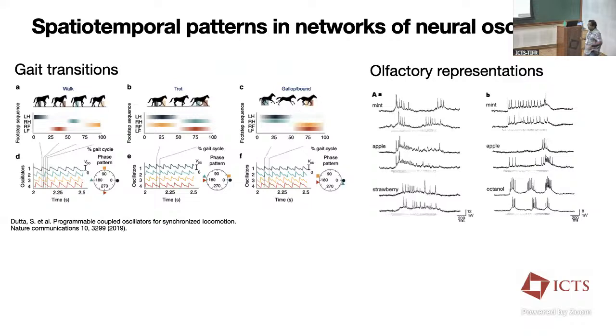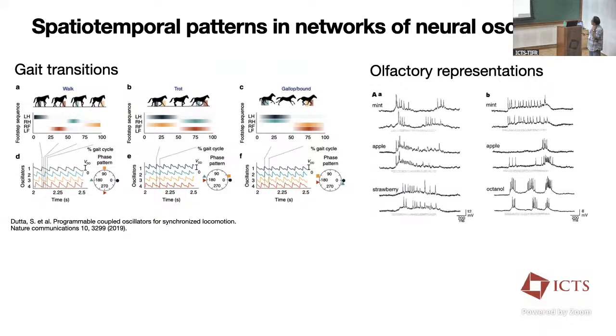Now, it's not just movement, right? These oscillators can, of course, generate spatiotemporal patterns that are useful across the brain. Now, here's an example, and I think this is a paper from '96. I should have probably put this up here. This is from Gilles Laurent's lab.